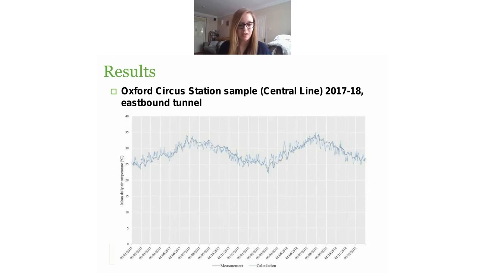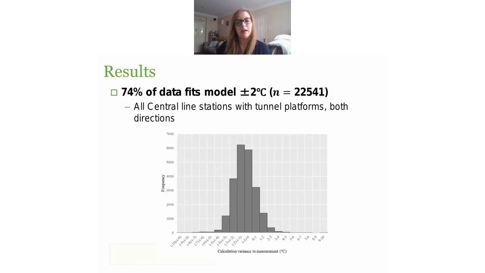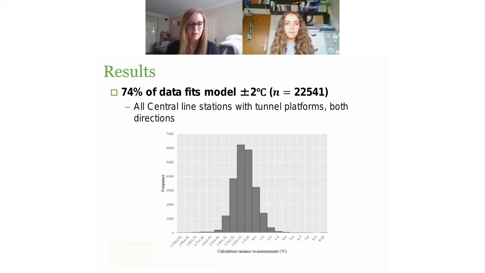So then what I've done is taken every single observation and mapped it across how well it fits per degree increment. As you can see, 74% of the data fits the model plus or minus 2 degrees for all the observations. And we have also done this with the Bakerloo line, and it sits around the similar. I've still got the other lines to do.